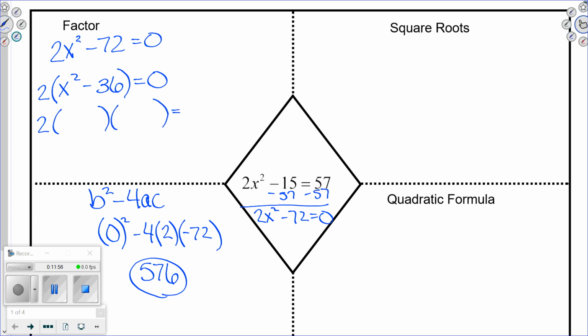Now I'll set up my parentheses. 1 and 1, so 1x and 1x. What are my signs? Plus and minus, right? Because my last one's negative. Good. Yeah, guys, this is your difference of squares.